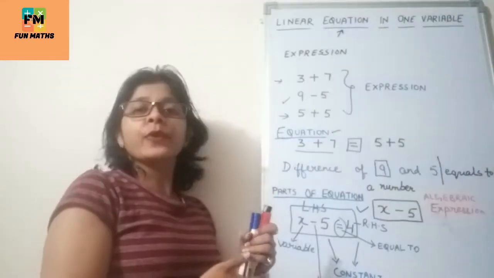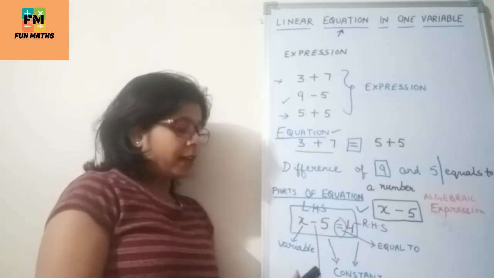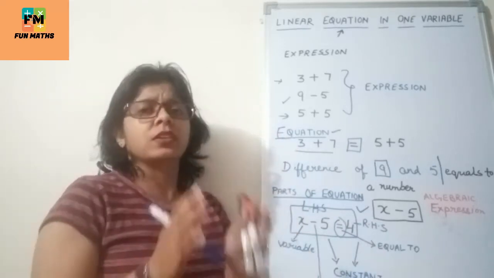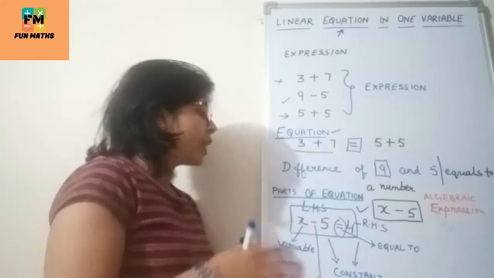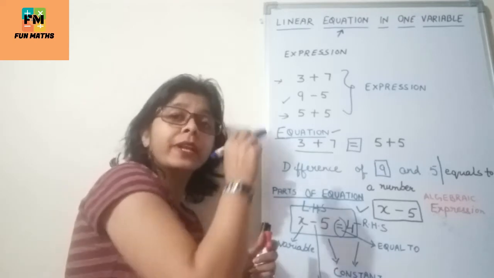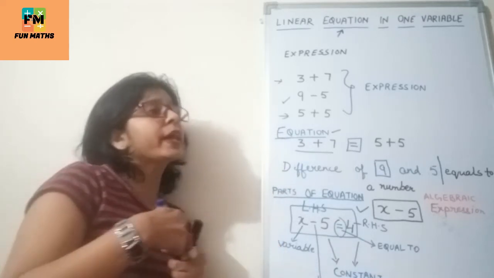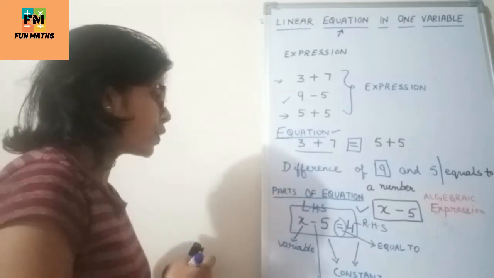Now, linear equation means, see, for the word linear, linear means in a line, right? When you plot this equation on graph paper, you will get a straight line. This is one thing. And simply, how can you identify whether the equation is a linear equation or not?